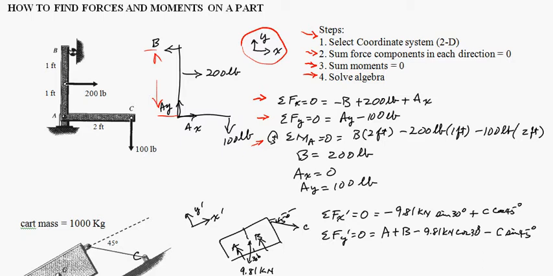If you have a horizontal force, you need the vertical distance, because those have to be perpendicular. The moment is the force times the perpendicular distance. And then 100 is also clockwise. It's a vertical force, so you need the horizontal distance of 2 feet. And then you solve the algebra.